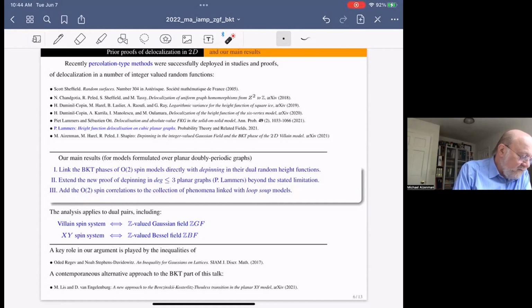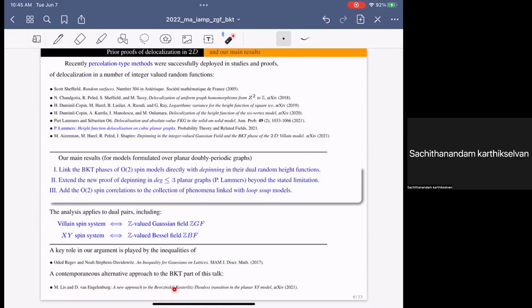So for the rest of the discussion, I probably would be focused on the Villain spin model and its dual ZGF, but the methods apply also to the XY spin model for which the dual field is referred to here as ZBF, B for Bessel. So I should say that a contemporaneous approach to the BKT phase transition appeared essentially the same day as we uploaded the first version of the paper. That work is by Liss and Engel and Burke, and the reference is here.